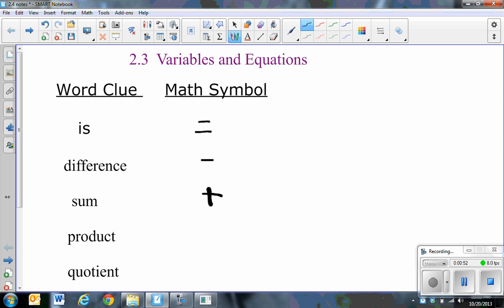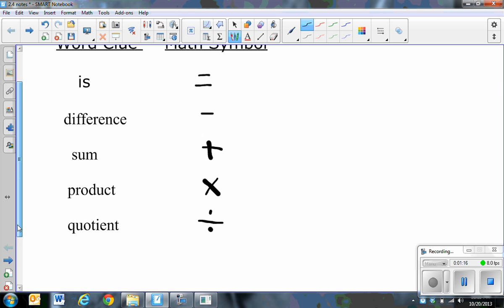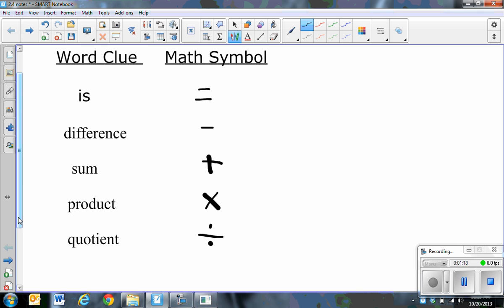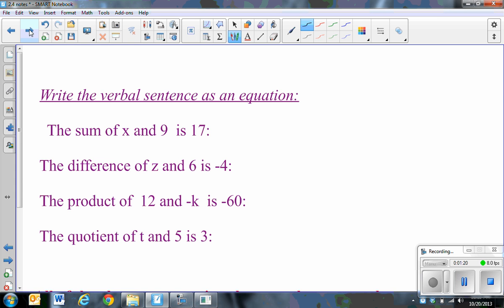Product, are you thinking of multiplication? You're right, so we'll put a multiplication symbol. And quotient is a division symbol. So all of these word clues we might see in a verbal expression that we want to then translate into a math equation, a math expression. Okay, so far? So let's move on to some of these verbal sentences.